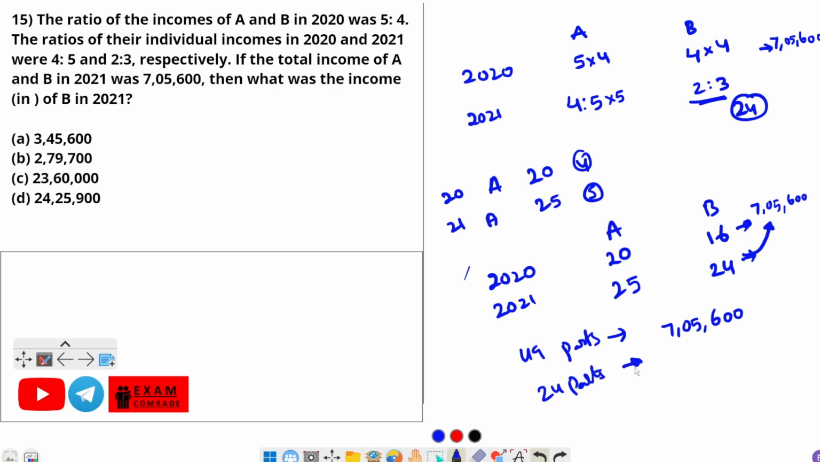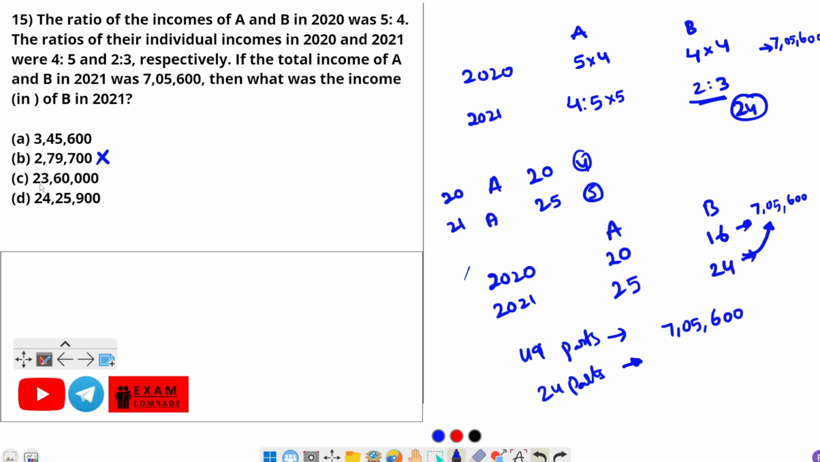Okay, let's try to do it without calculation. I don't know if it is possible or not, but I will try. 24 is nothing but 3 into 8. So check if there are any options which are not multiples of 3, and let's try to eliminate them. 7 plus 7, 14 plus 2, that is 16. This is not divisible by 3, so we can directly eliminate this.